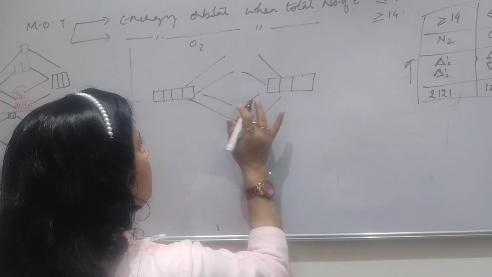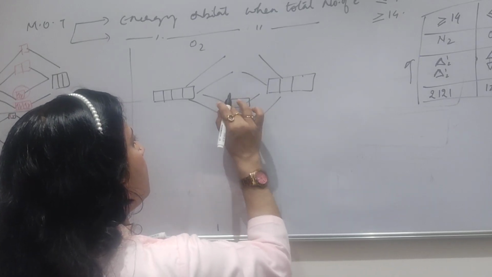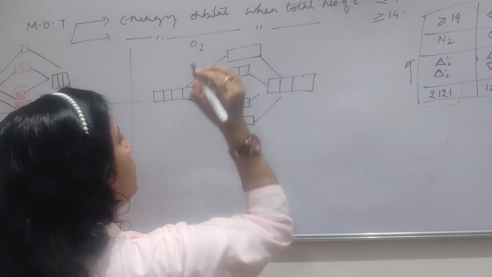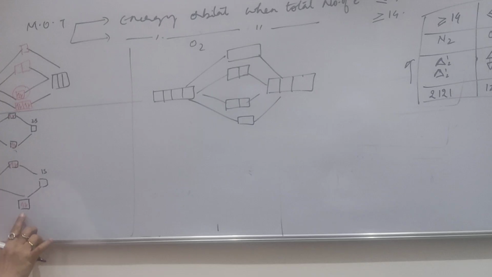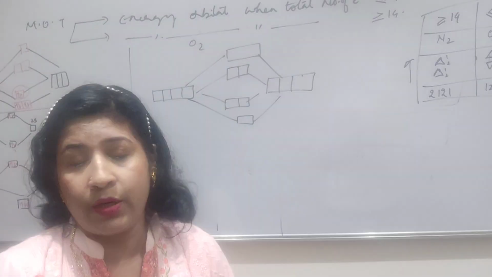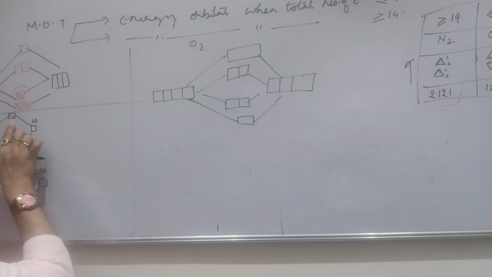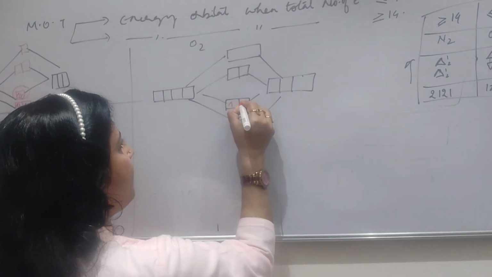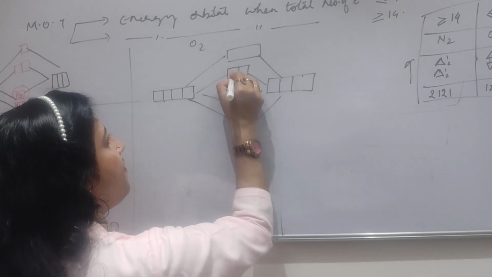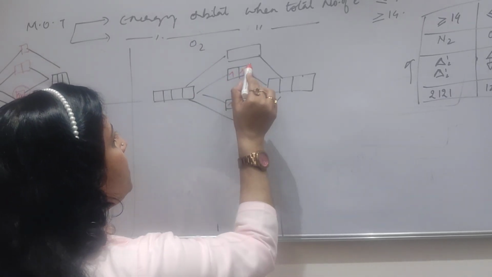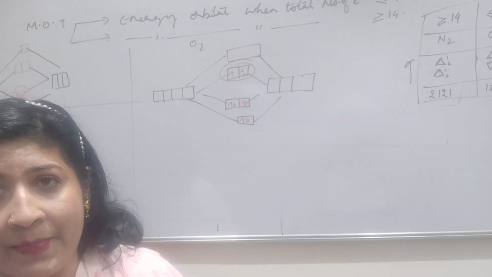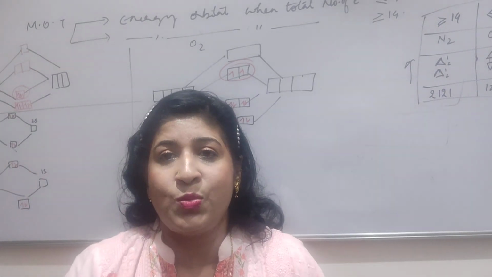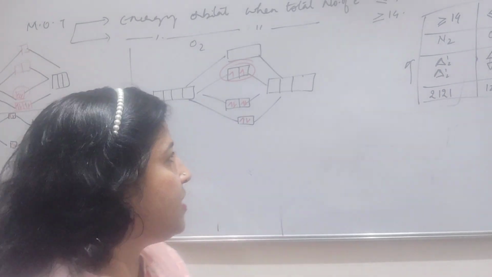So 1, 2, 2, 1. Similarly, as you see here, 2, 4. We have oxygen as 16 electrons. We have 2, 4, 6, 8. Till 8 it is done. Now 9, 10, 11, 12, 13, 14, 15, 16. You can see there are unpaired electrons. Because of the unpaired electrons, this deals with the paramagnetic nature of the oxygen molecule.